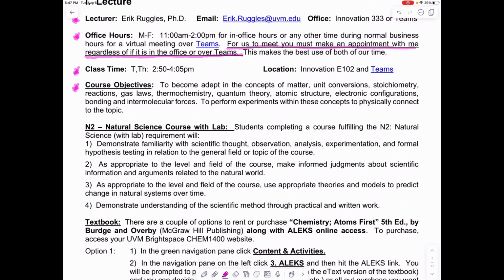So this is a natural science course with the lab, and that means that we have a lab requirement, which I'm sure we're aware of. This just quickly details some of the requirements for what's known as an N2 style lab. We need to demonstrate scientific thought, observation, analysis, experimentation, hypothesis generation, all that good stuff, as well as making judgments, applying theories and models that we learned in class, as well as using that important scientific method when working with experiments.